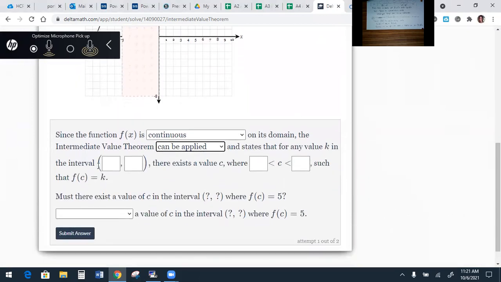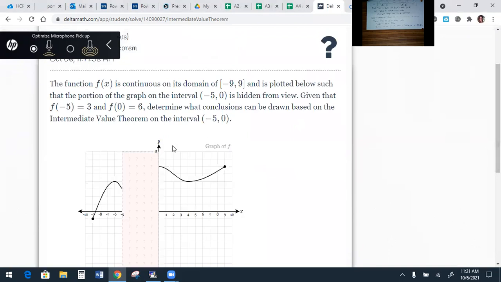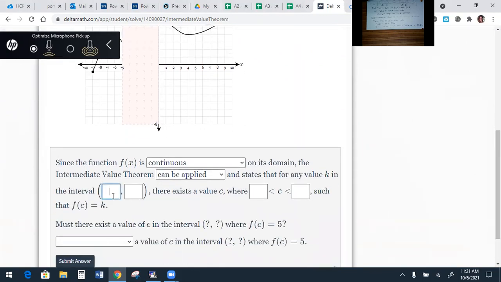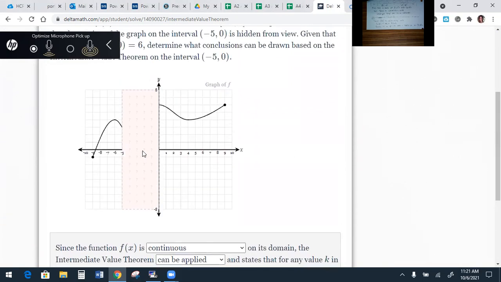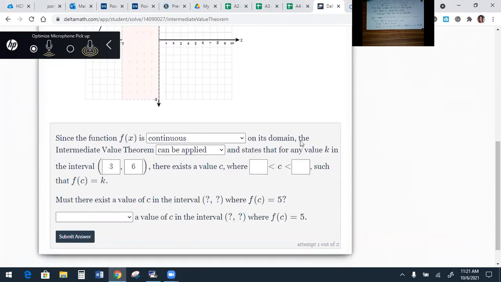And it's going to say for any k value in the interval, those are your y values. What did they say these y values were? From 3 to 6, you're pretty much recopying the problem. It's going to tell you exactly what you need to put. So from 3 to 6, there exists a value c. Now these are your x values. So x went from where to where? Good, -5 to 0. Again, you're pretty much just copying the problem. -5 to 0. Did I type that right? Such that f of c equals k.